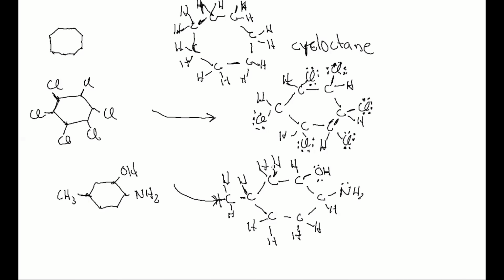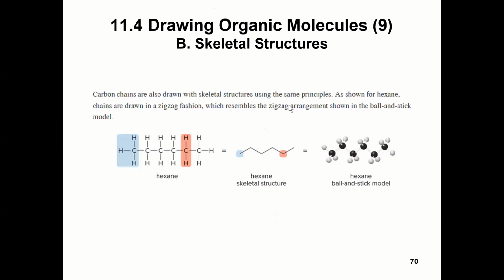So there are some examples for converting skeletal structures to Lewis structures. Okay, so we did it both ways. Now we're going to draw skeletal structures for long carbon chains. We learned how to do it for cyclic compounds.